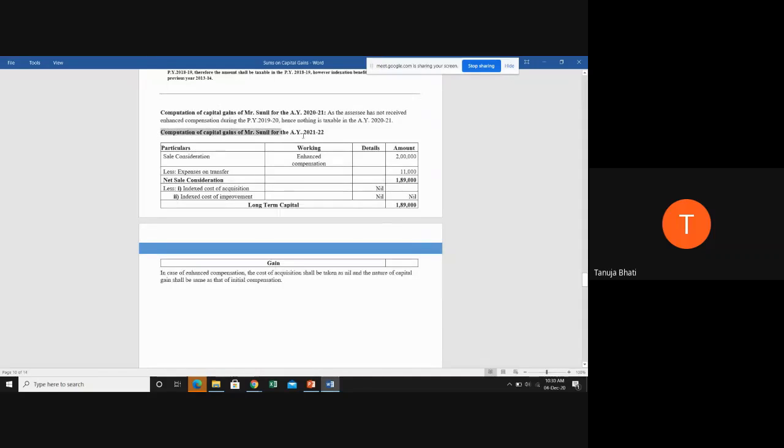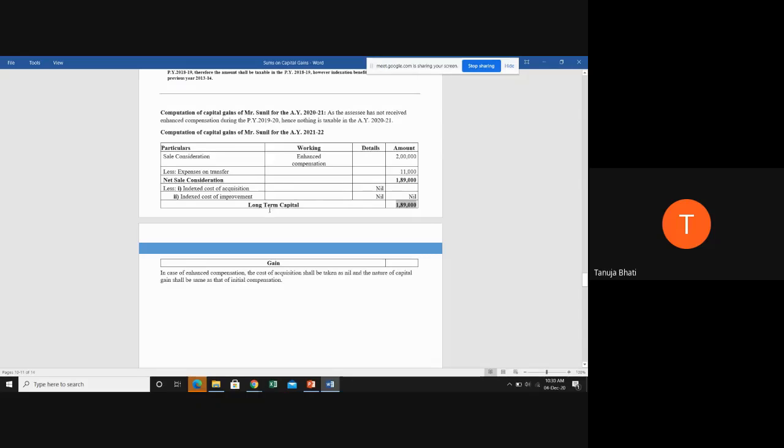Computation of capital gains of Mr. Sunil for the assessment year 2021-22. Sale consideration is nothing but the enhanced compensation of 2 lakh rupees. Less expenses on transfer, which is 11,000. So net sale consideration is 1,89,000. Indexed cost of improvement and indexed cost of acquisition are going to be nil, because as per the provisions, in case of enhanced compensation, your cost of acquisition and cost of improvement is always nil. So your long-term capital gain is 1,89,000.